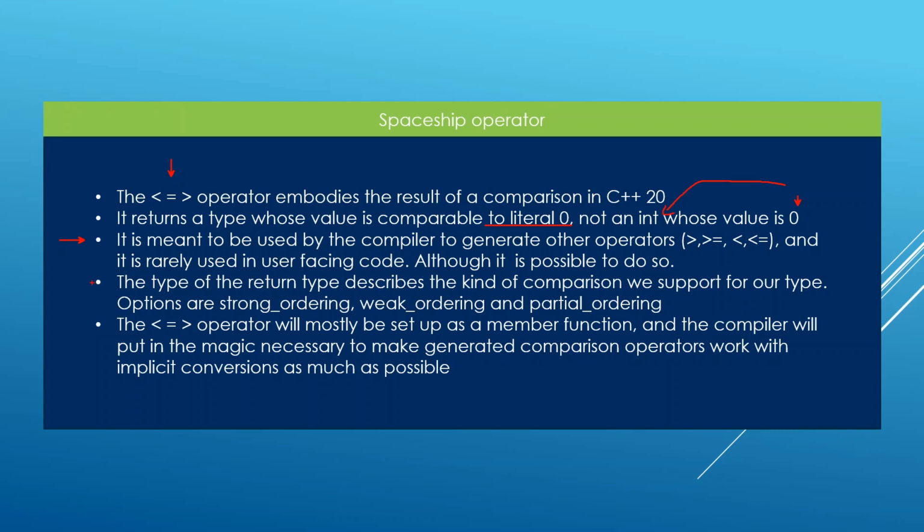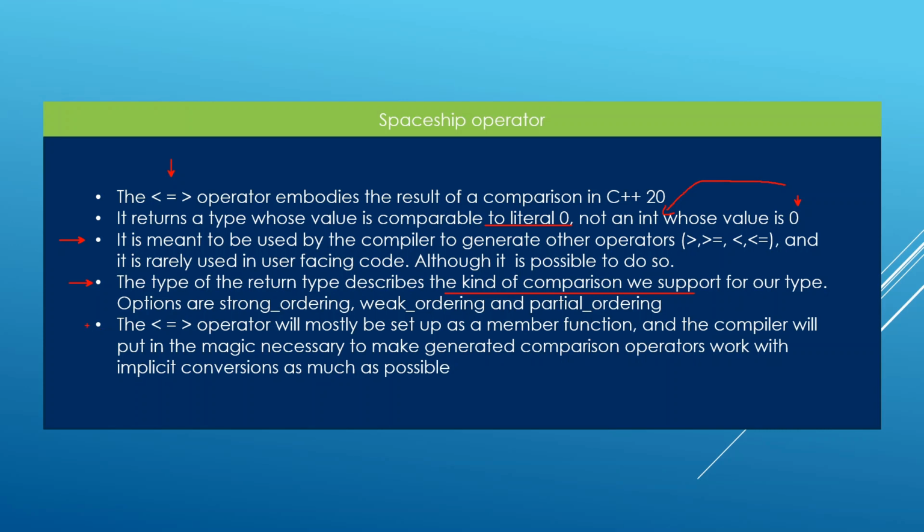So a three-way comparison is going to return a type that is going to describe the kind of comparison we support for our type. For example, we may mean that our comparisons are going to support absolute equality using strong ordering. We can mean that our comparisons are going to support equivalence and not absolute equality using weak ordering. And we can mean that our comparison may support incomparable values using partial ordering, and that's really cool.